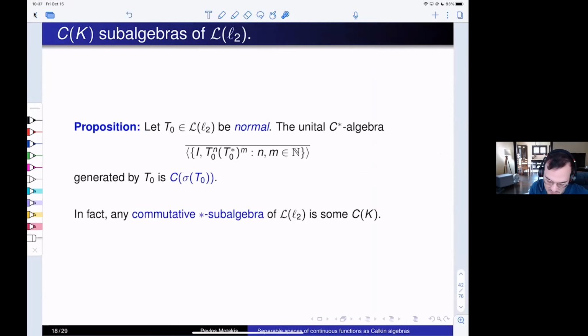So if you look at commutative star subalgebras of the continuous operators on the Hilbert space, these are always C(K) spaces. Commutative C-star algebras are always C(K) spaces. So you can find these. You can describe them explicitly. If you know what your K is, you can explicitly define a commutative collection of operators on a Hilbert space that define C(K) as a C-star algebra. And I want to talk about a specific such example.